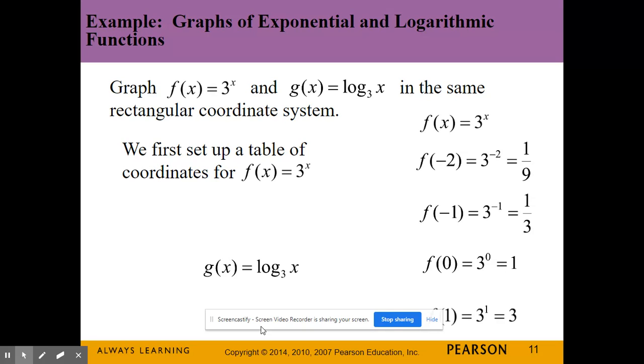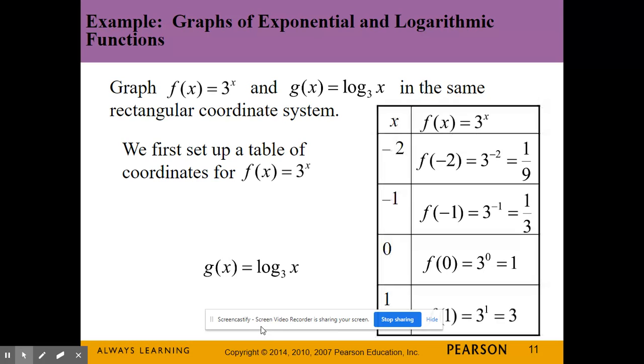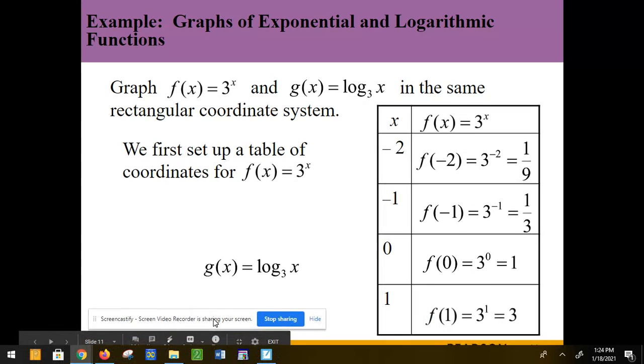So we're first going to set up a table for coordinates of the exponential function. So that's what you see over here. And there's your table. We're substituting in 4 numbers, -2, -1, 0, and 1. You substitute -2 in for x, 3 to the power of -2 is 1/9. For -1, 3 to the power of -1 is 1/3. For 0, 3 to the power of 0 is 1. And then for 1, 3 to the power of 1 is 3.